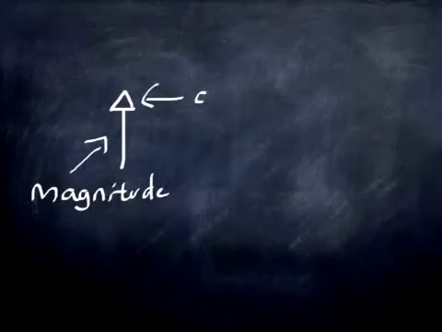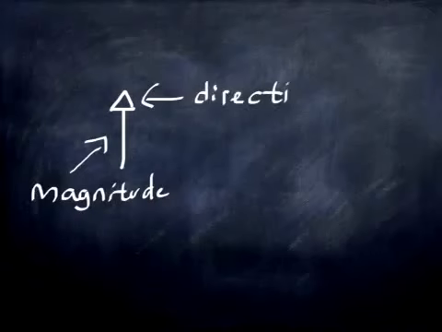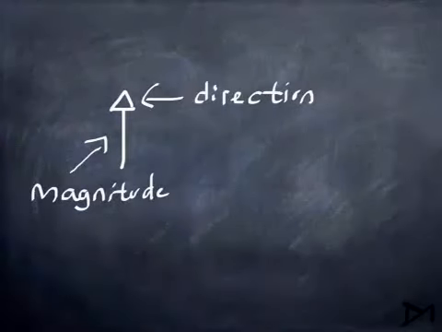From the head of the arrow, where it points, represents the direction of that magnitude. The magnitude could be the amount of speed, the amount of acceleration, the amount of force, and the direction of that speed, acceleration, or force.